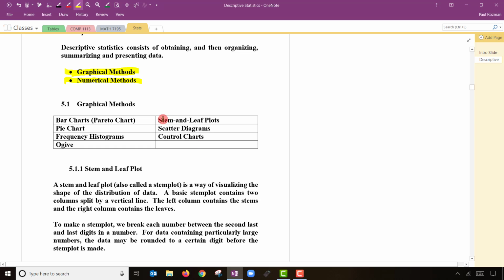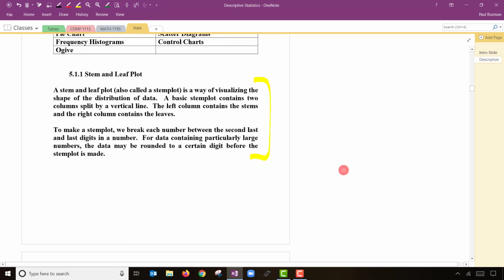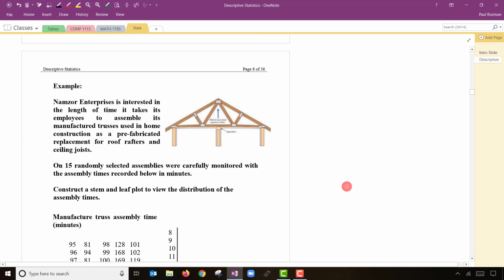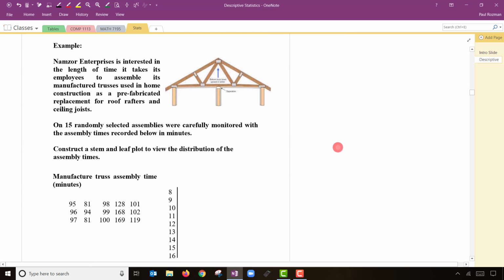I thought I'd start out in the lecture notes talking about stem and leaf plots, and it's hard to describe what they are or how to do them. It's a lot easier to actually just show you. So let's do a little example of a stem and leaf plot. We'll make up some data here. We have Namzor Enterprises. They're interested in the amount of time it takes to build these manufactured trusses for roof rafters.